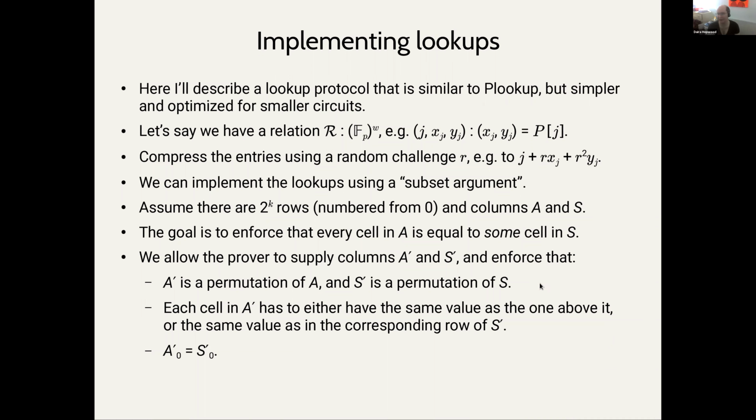So how we're going to do this: we get the prover to supply a permutation of A and a permutation of S. And then every cell in this permutation of A either has the same value as the cell above it or the same value as the row in S. I'll show you what that looks like on a diagram in the next slide. And then the first values of A dash and S dash are the same.